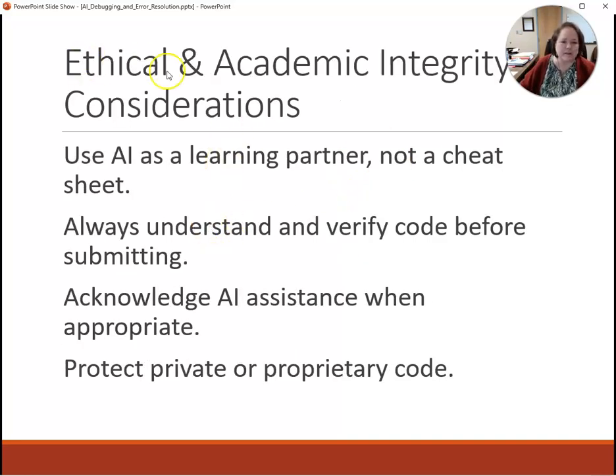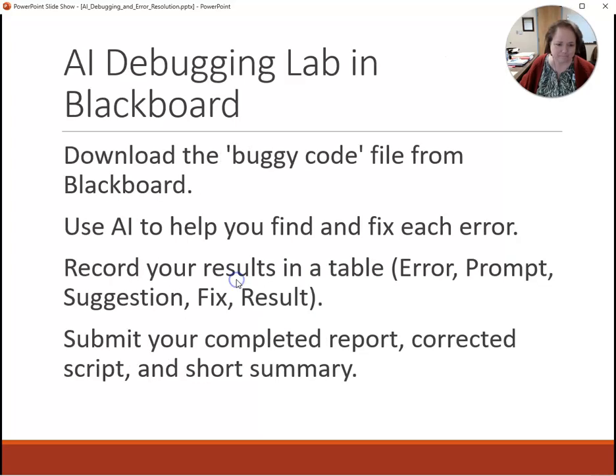Just a reminder of some ethical and academic integrity considerations. Use it as a partner, not a cheat sheet. Always understand and verify your code before submitting it. Acknowledge AI assistance when appropriate, and it's fine to do that. Say, AI helped me do this. And then protect private or proprietary code. So you don't want to ever give a public AI your complete code if it's a proprietary code that you're trying to protect.